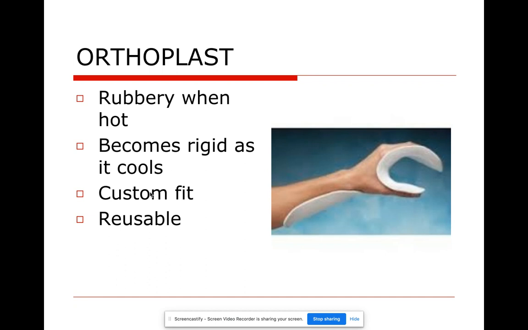They have some really cool splints, really cool like wrist splints and braces that have orthoplast that you could just pop it in the microwave, form it to the athlete, and then boom, they're ready to go.